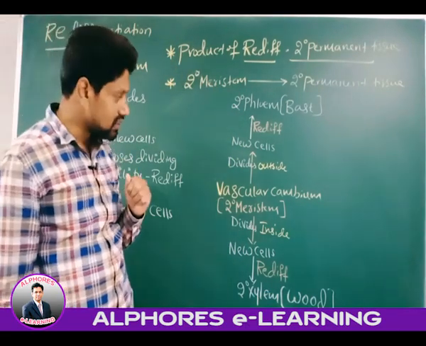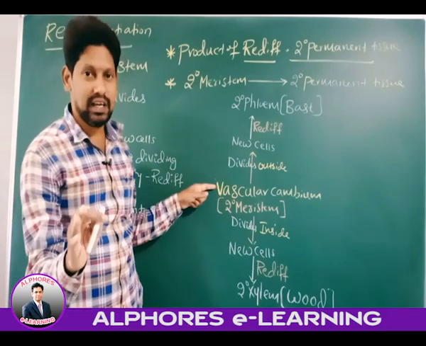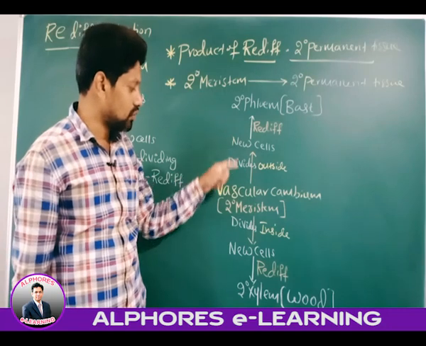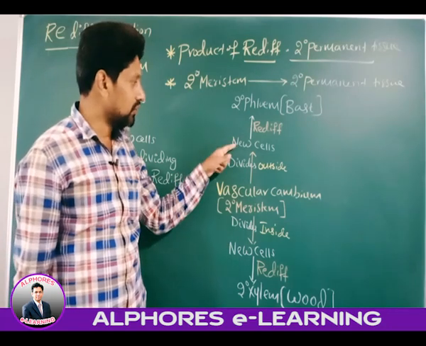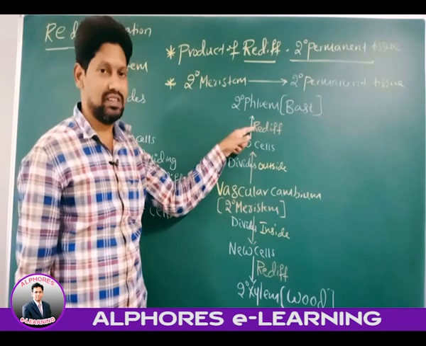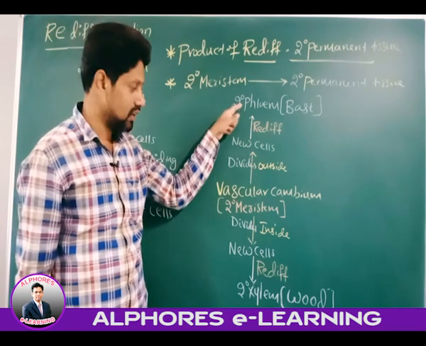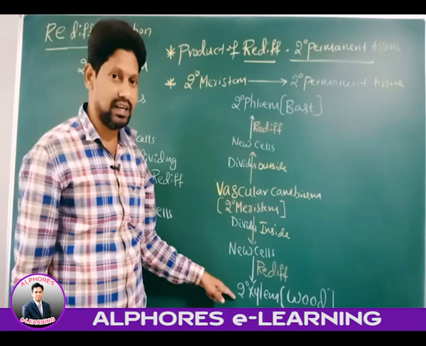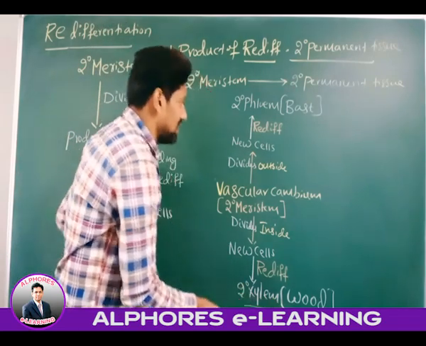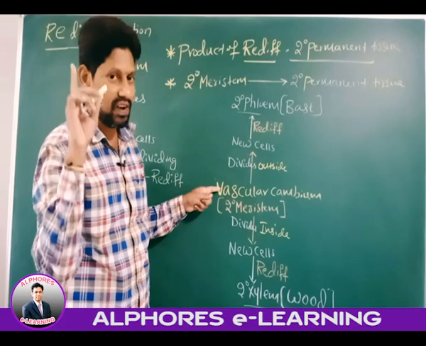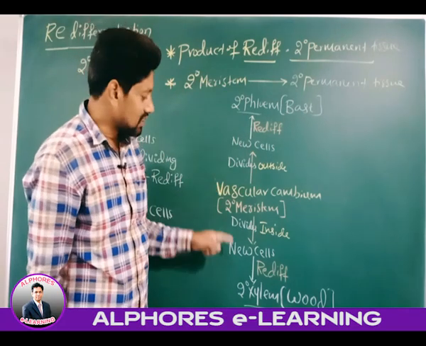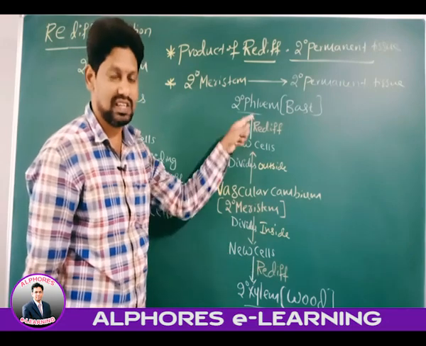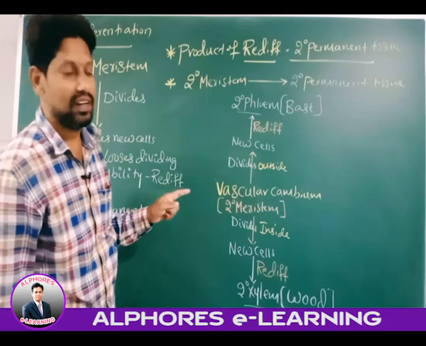Therefore, see these statements. Vascular cambium is a secondary meristem, meristematic, so it divided and produced new cells towards the outside and inside. New cells produced towards the outside underwent redifferentiation and produced secondary phloem. New cells produced towards the inside underwent redifferentiation and produced secondary xylem. Secondary xylem and secondary phloem are produced from vascular cambium. Yes or no? They are produced by which process? Redifferentiation process.